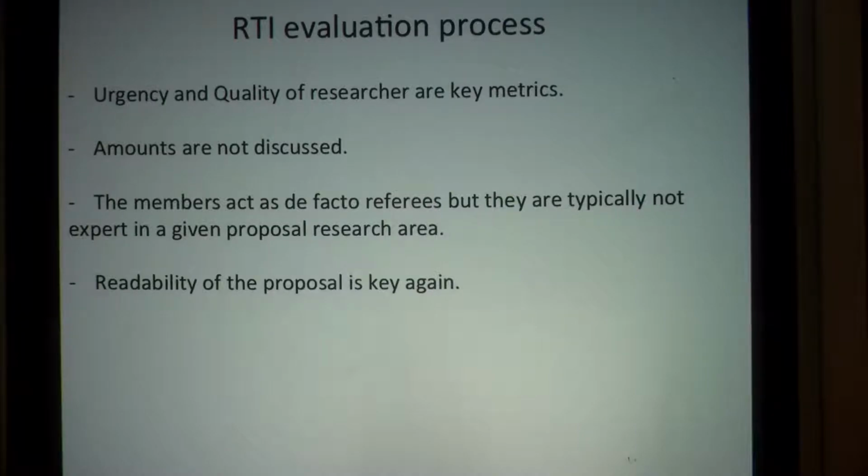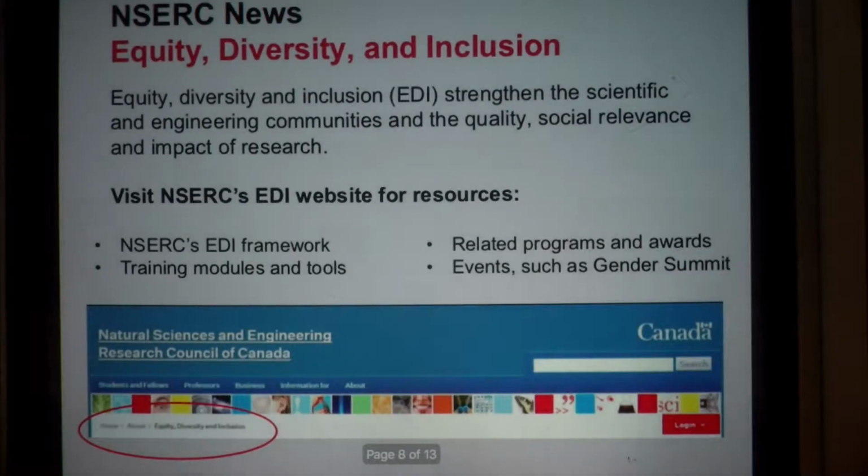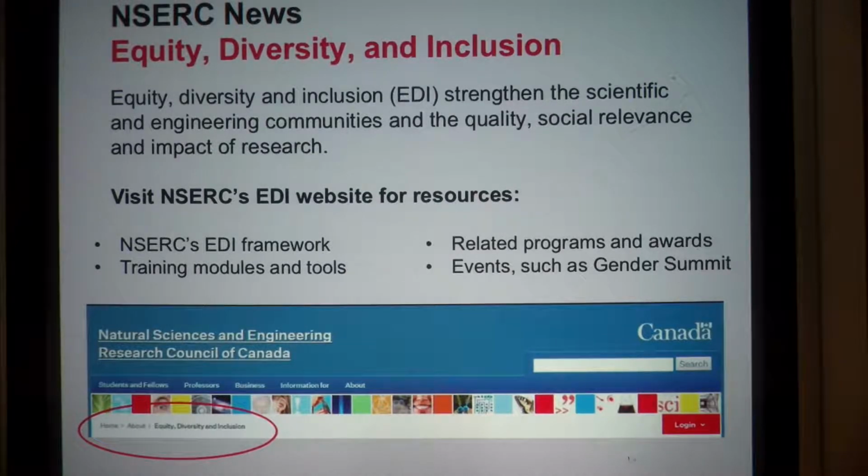So just to mention again a few things. In the RTI evaluation, two key metrics are urgency and quality of researcher. Again, the amounts are not discussed, and the members are the referees, so they are typically not experts in your given area. So again, you need to have a proposal that's highly readable for non-experts. That's basically all I have for those two processes. And I just want to let Alison talk a little bit, so maybe I want to take this.